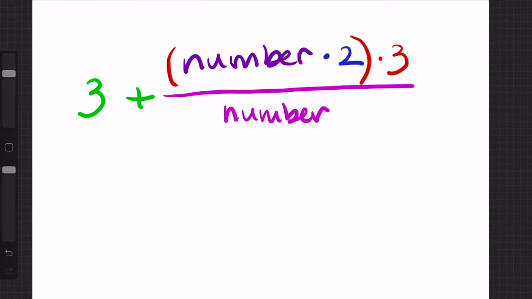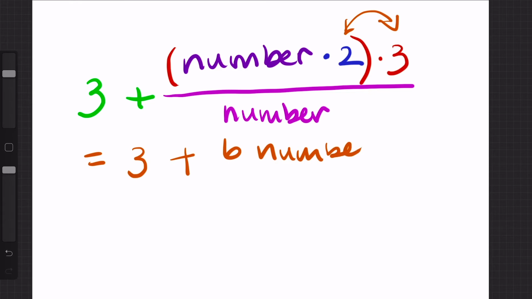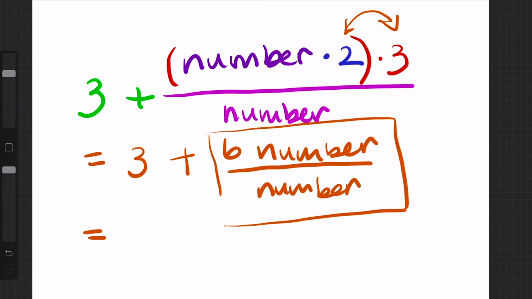Now is the fun part. I'm going to show you how I was able to read your mind. I'm actually going to be simplifying this expression. So we have 2 and 3 as factors at the end here. So this expression simplifies to 3 plus 6, since 2 times 3 is 6, times the original number, divided by the number. So 6 times any number over that number is going to be 6. So this simplifies to 3 plus 6, which simplifies to 9.